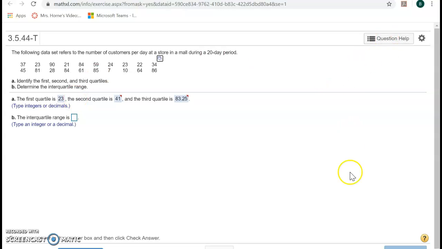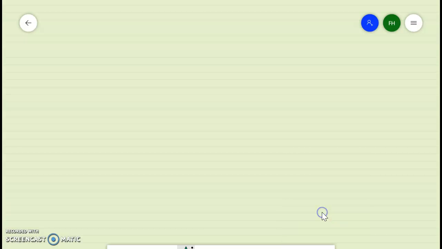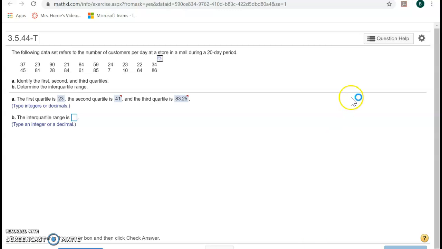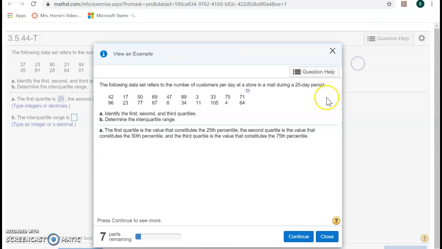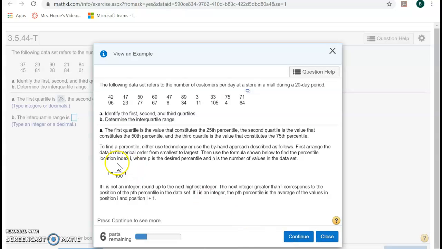So the formula, I'm going to go ahead and write it down, is the index point i equals P over 100 times N. So if you look at your formula real quick, I is what place it is in the list. So like the 4th position, the 5th position, once you put the numbers in order.